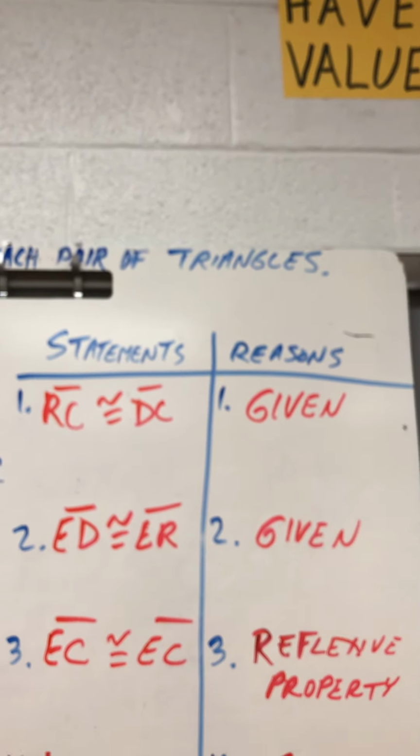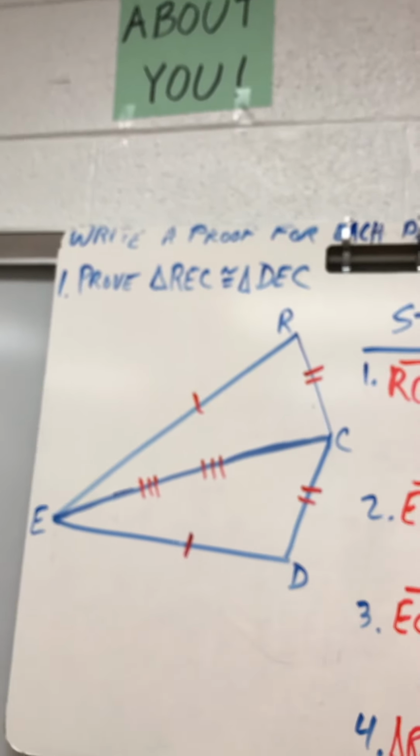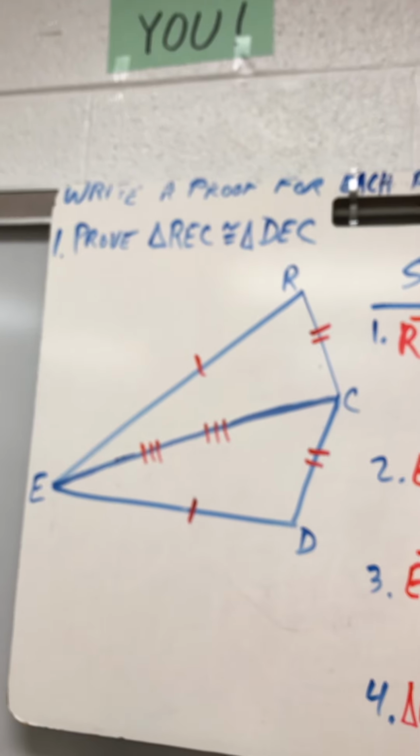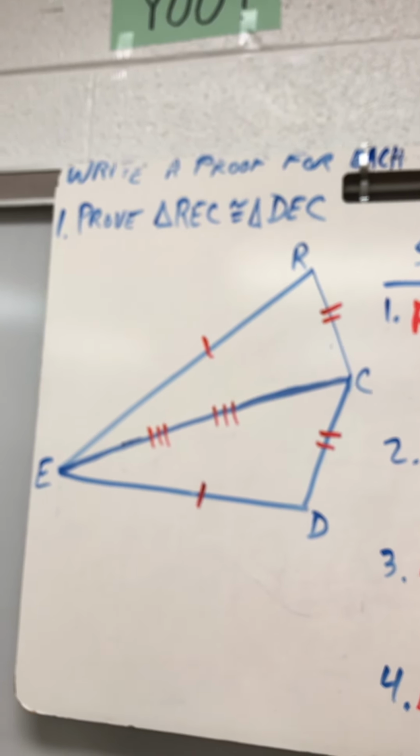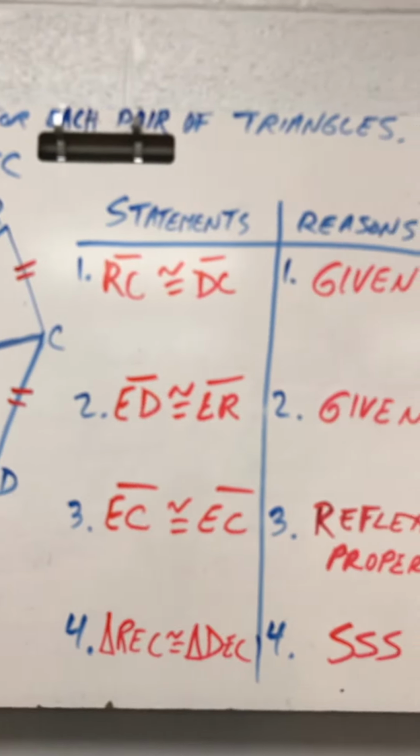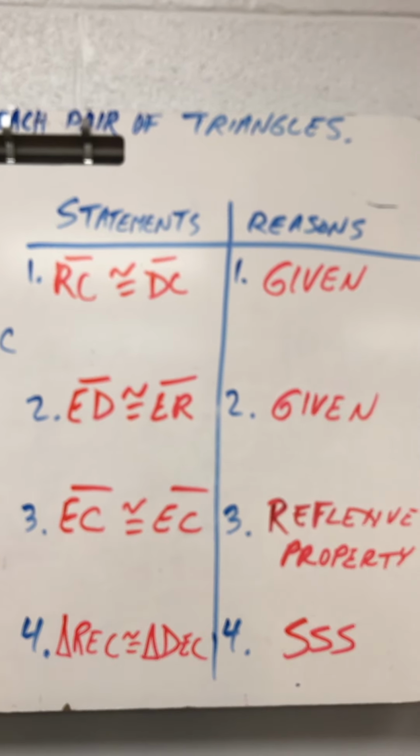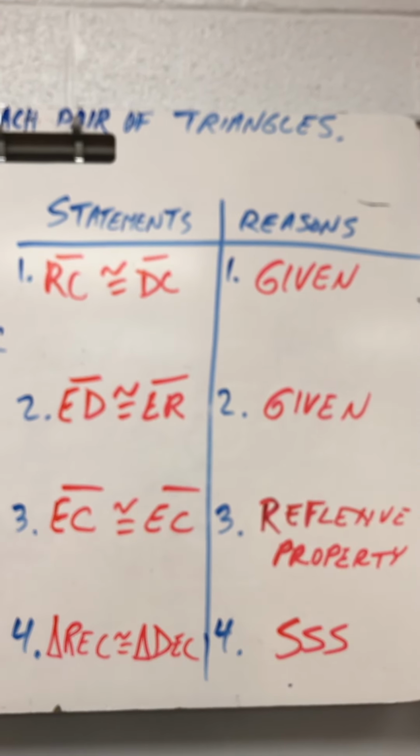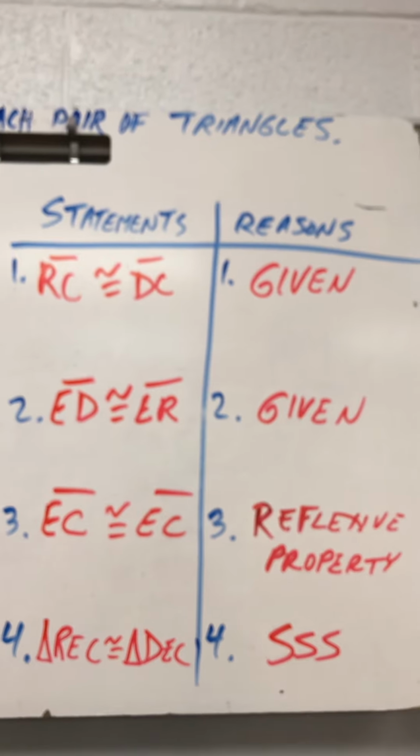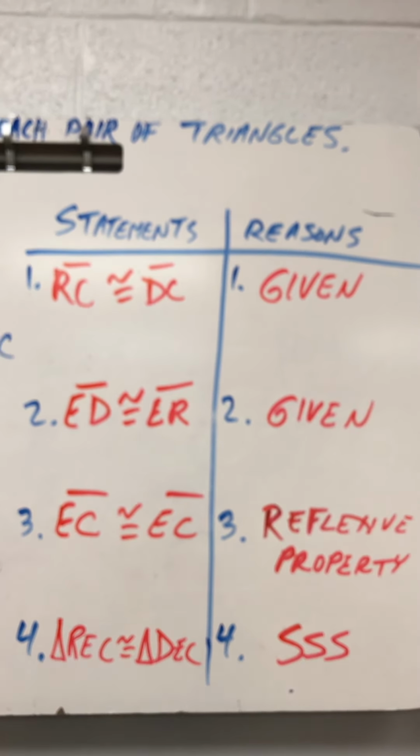So now what we have is three sides of one triangle are congruent to three sides of the other triangle. And so I can now say triangle REC is congruent to triangle DEC by side, side, side, SSS. Okay?